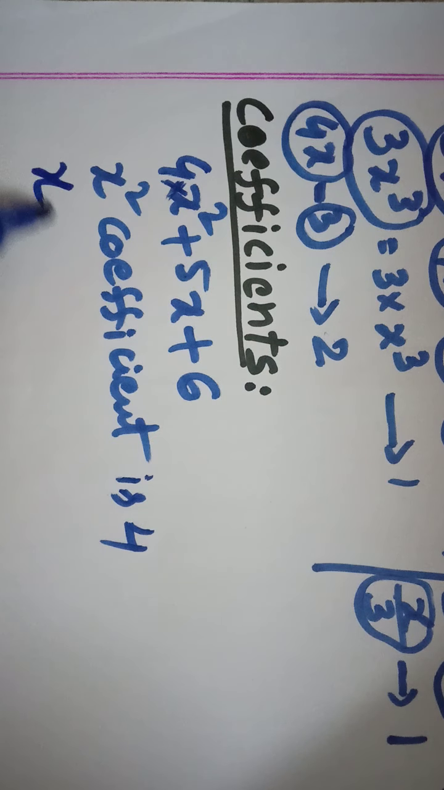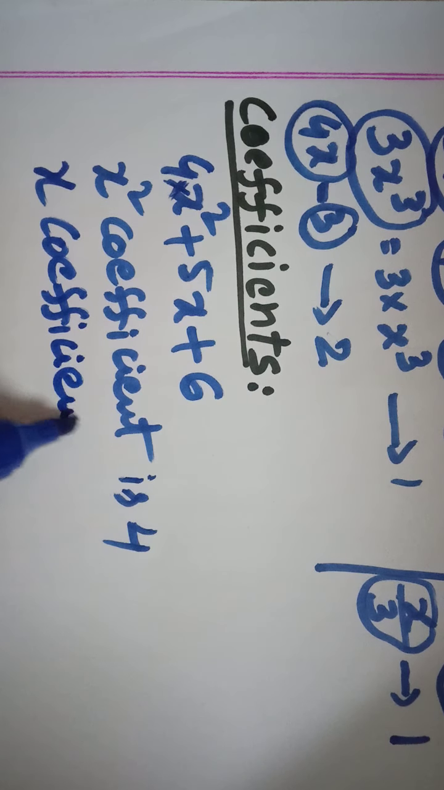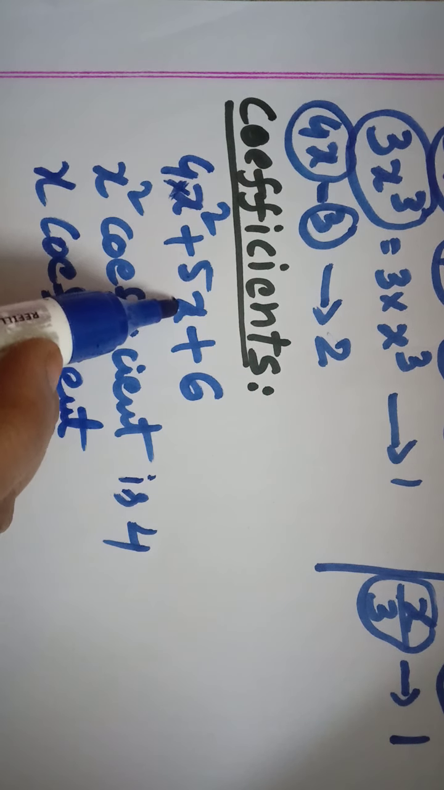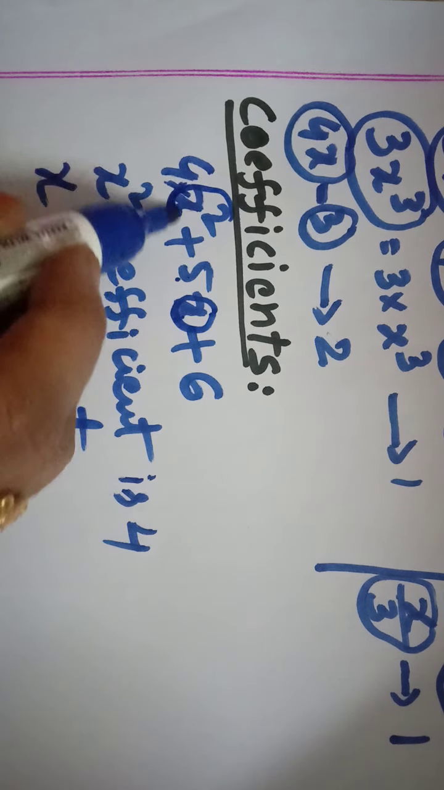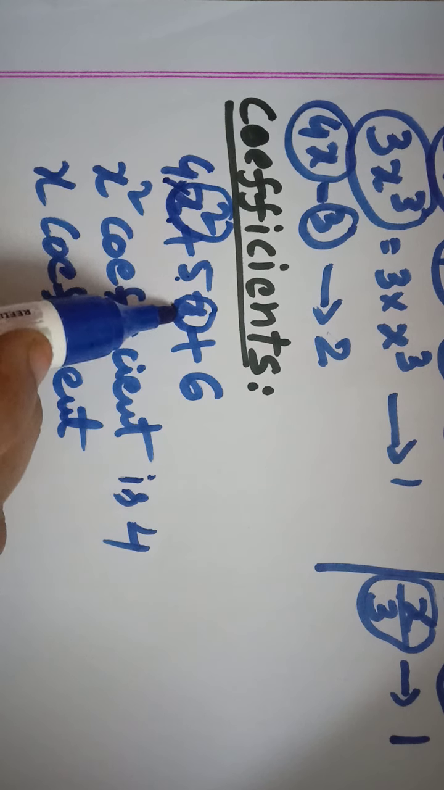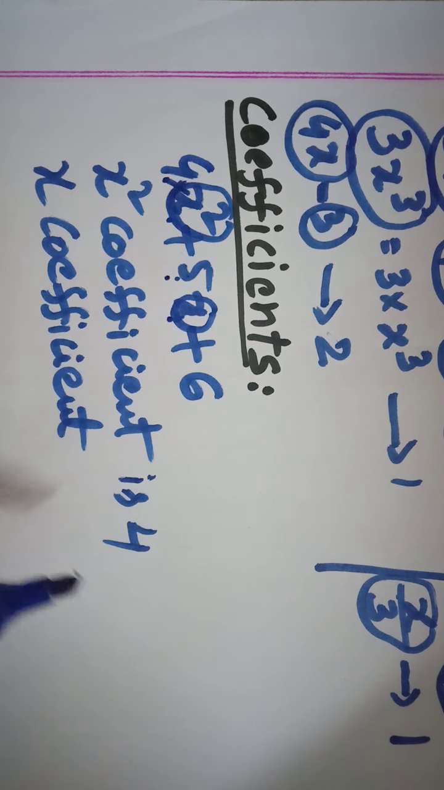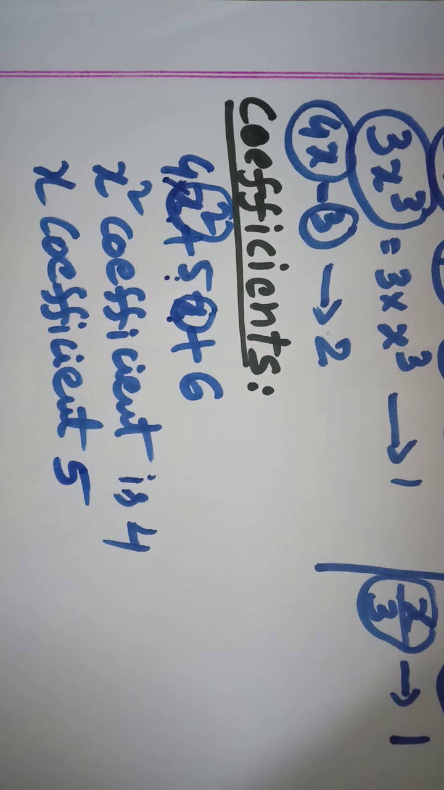So what is the x coefficient? The x coefficient in this polynomial means x is multiplied with 5 only. Here x square is multiplied with 4, x is multiplied with 5. So here the x coefficient is simply 5. In this way you can find the coefficients of the variables.